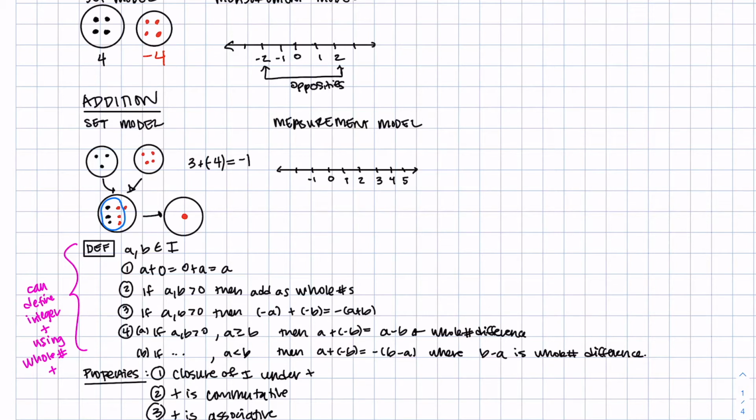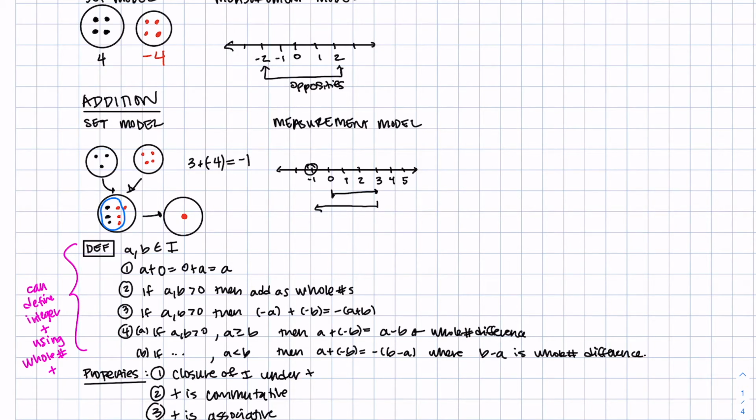And I can use the measurement model to represent addition as well. If I wanted to add 3 and -4, I might start by moving to the right 3 units, and then from that point, I would move to the left -4 or 4 units, which means it's going in the -4 direction, and I would see that I would end up at -1.